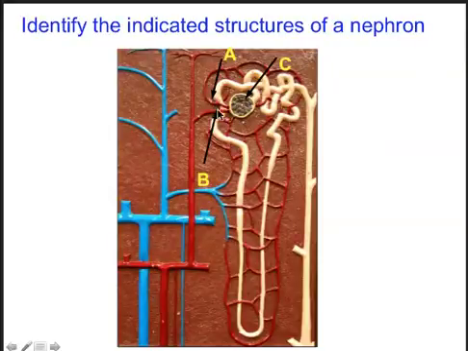The way to remember this, think E for exit, E for efferent. B is pointing to the afferent arteriole. Blood comes into the glomerulus through the afferent arteriole, enters the glomerulus, and this is where the filtrate is made, and C is actually pointing to the glomerulus.